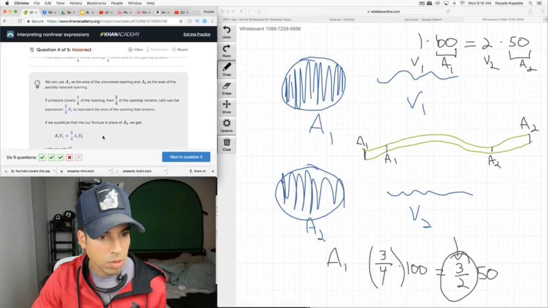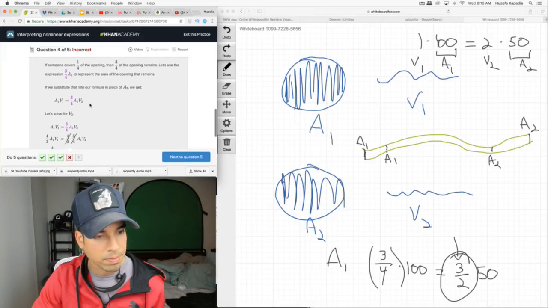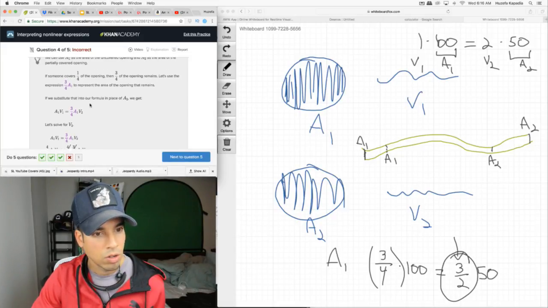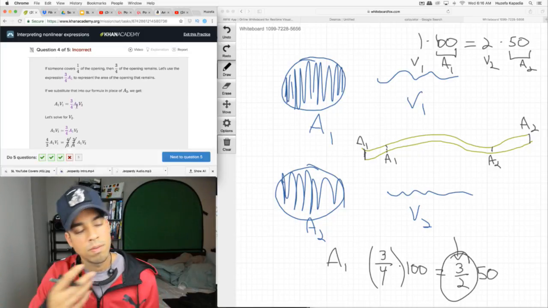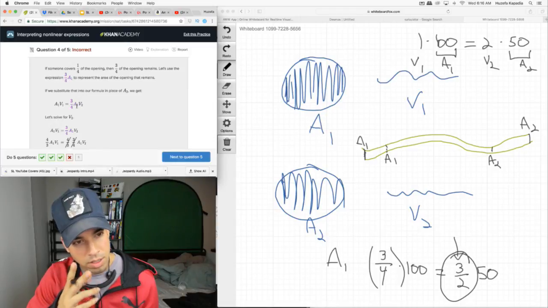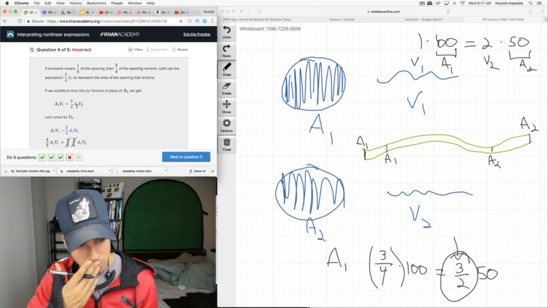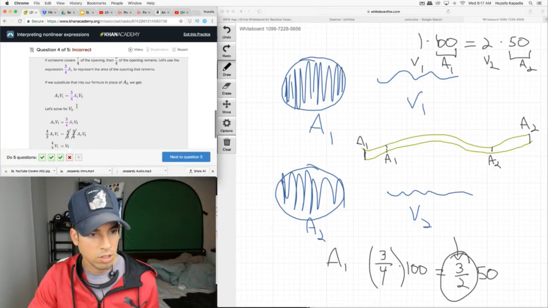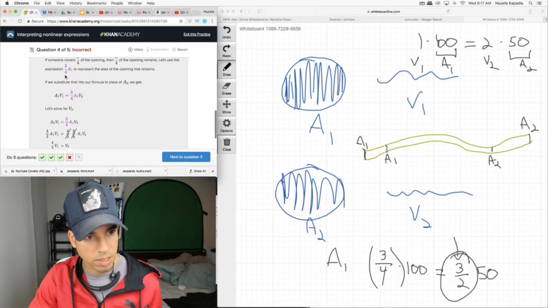So it is 4/3. Someone covers 1/4 the opening, and then 3/4 open remains. Let's use the expression 3/4 A, right? So then we substitute into our formula in place for A2. See, that doesn't exactly make sense to me, because why are they substituting? We need to know what the area for V2 hasn't changed. Then they're saying we solve for V2. So this area has dropped. Like this I agree with.